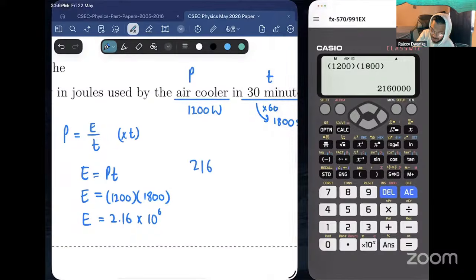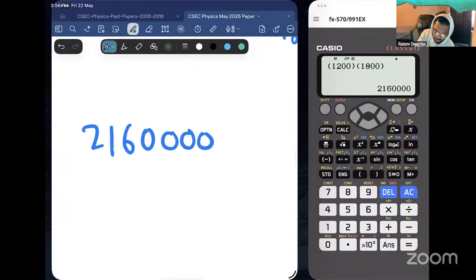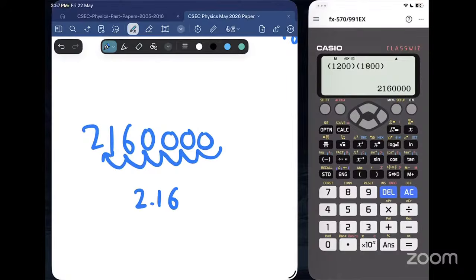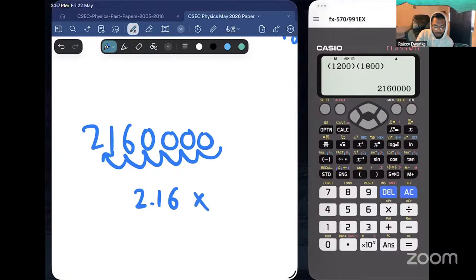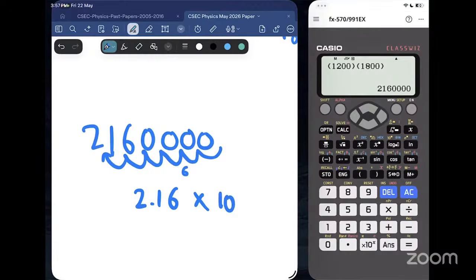So 216, and we have 4 zeros. Here it is working, right? 1, 2, 3, 4, 5, 6. I shifted how many spaces to the left? 6 times. So that'll be 10 to what power? Power 6. All right, joules.